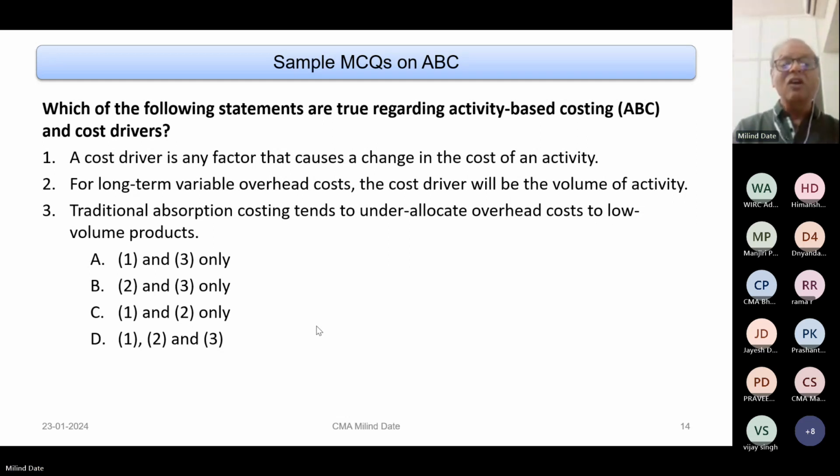Driver for long-term variable costs will be volume of a particular driver activity. Naturally, of course, for a variable cost, why do we call it a variable? Because it varies with the volume. That's the basic definition of variable cost, correct? So naturally, statement 2 is also correct.